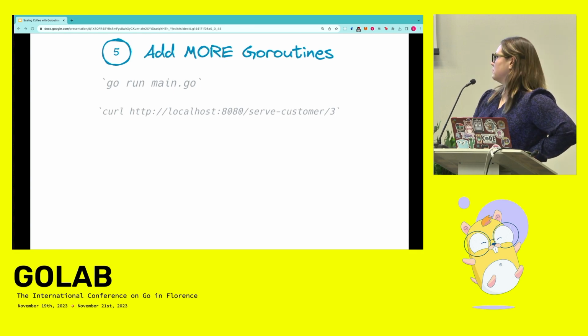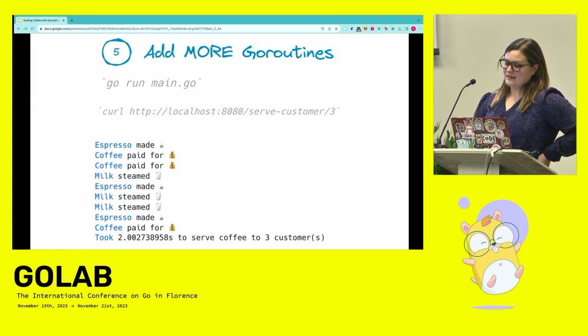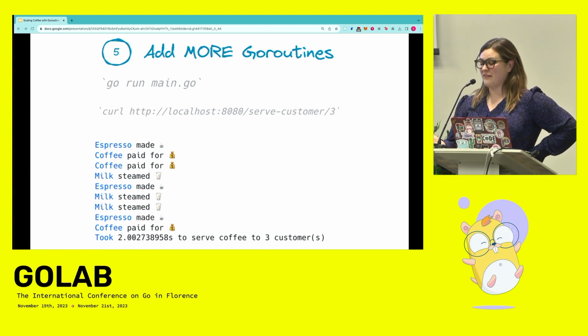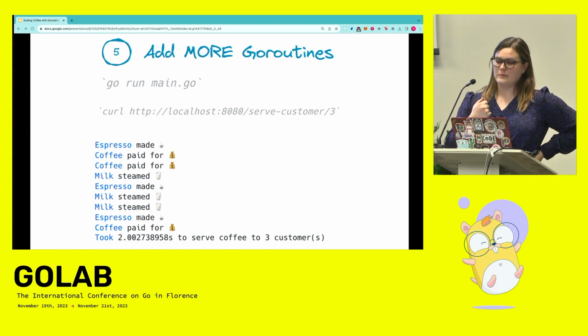And now we're down to 2 seconds. Yeah, great. Okay, so we've hired some more employees. We've got some more machines, like more coffee machines, and we can take payment, make coffee, and steam milk at the same time.